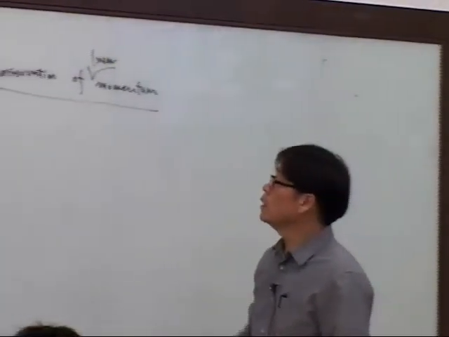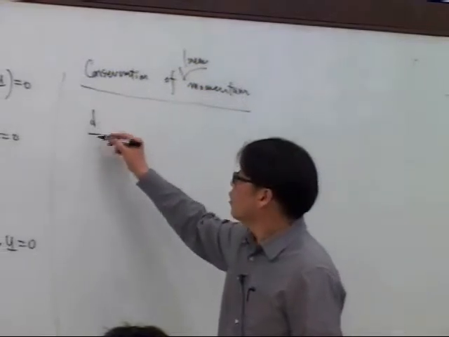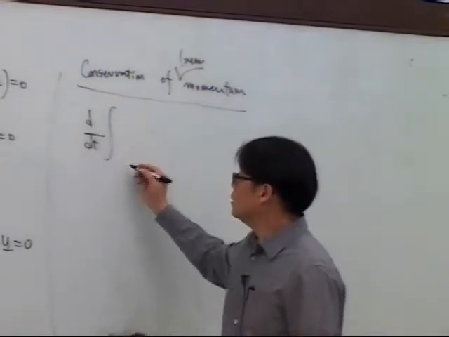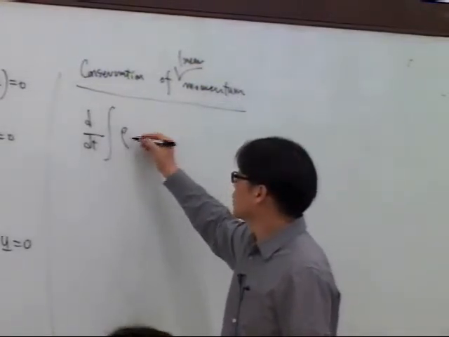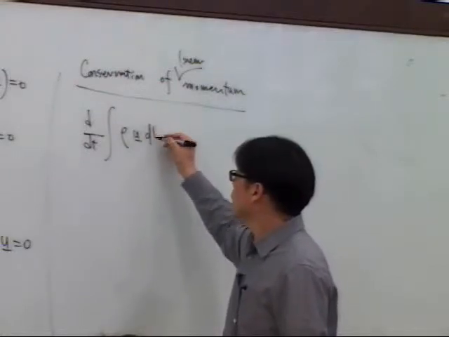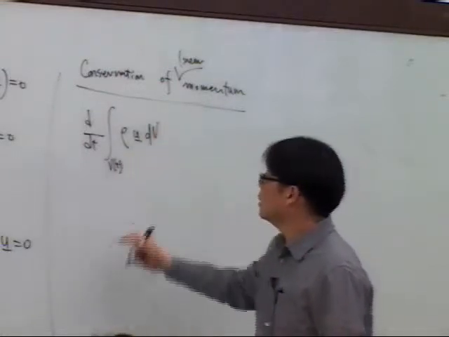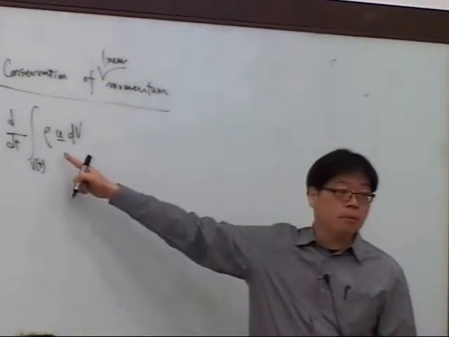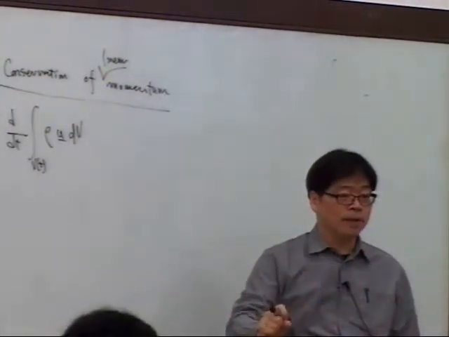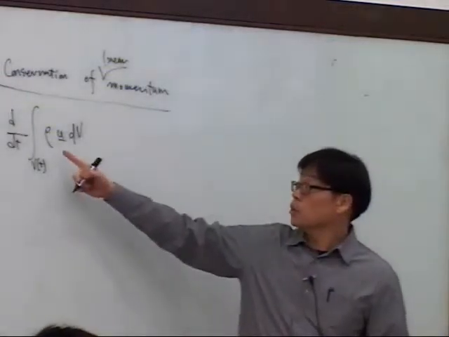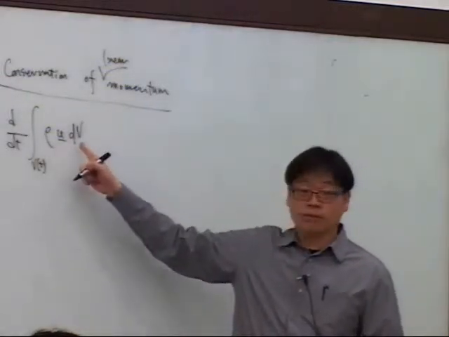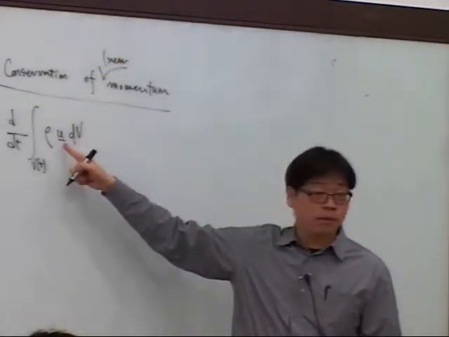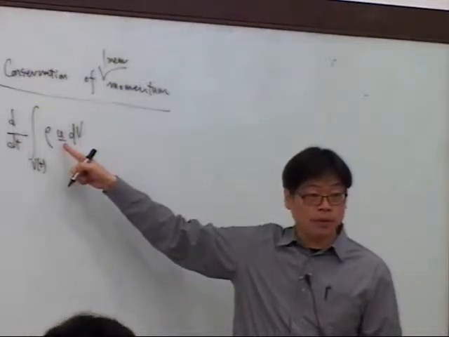So this time, when you follow fluid particles, if you look at the change of linear momentum, so momentum is mass times velocity. So you have density times volume, which is mass, times the velocity. So you have a linear momentum.